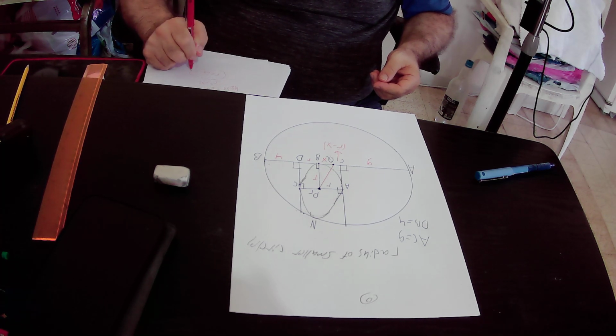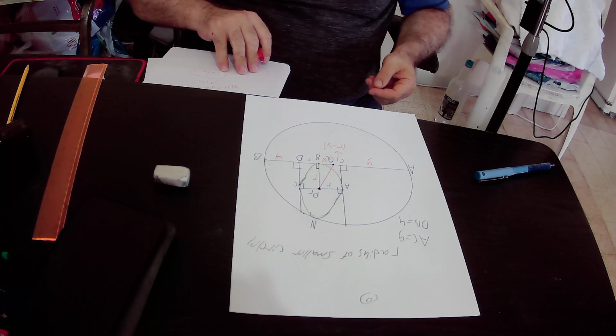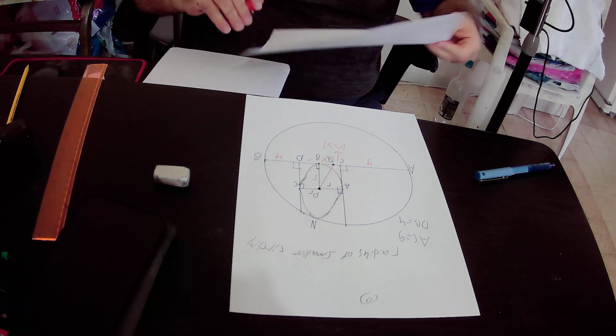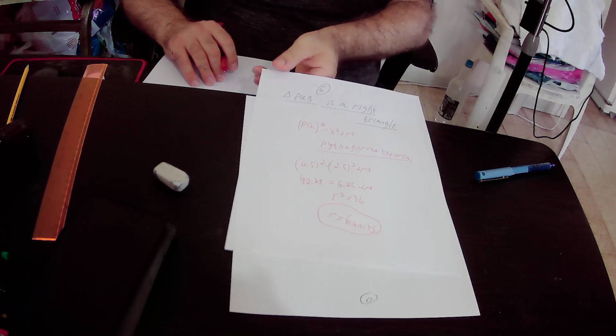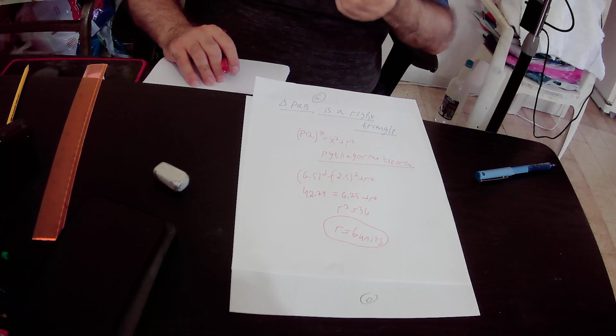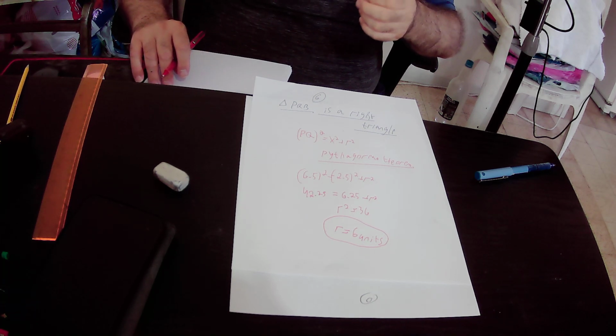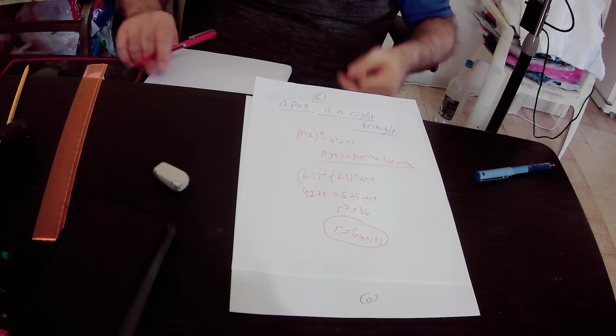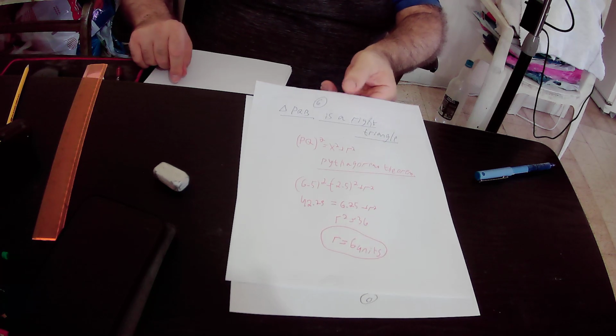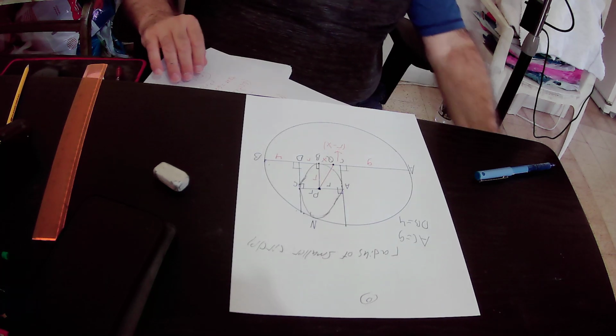Okay, so we found the answer to the question. The answer is that the radius of the small circle equals 6 units. Okay, now I will summarize the lecture.